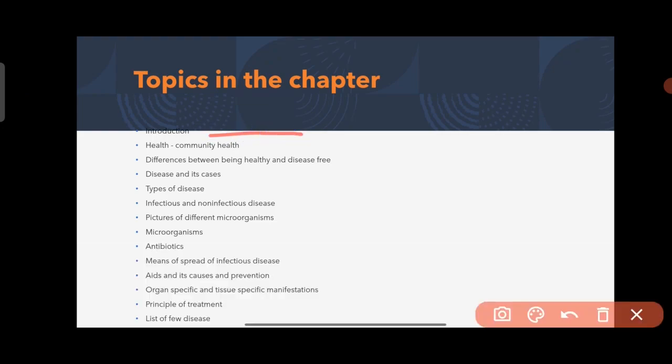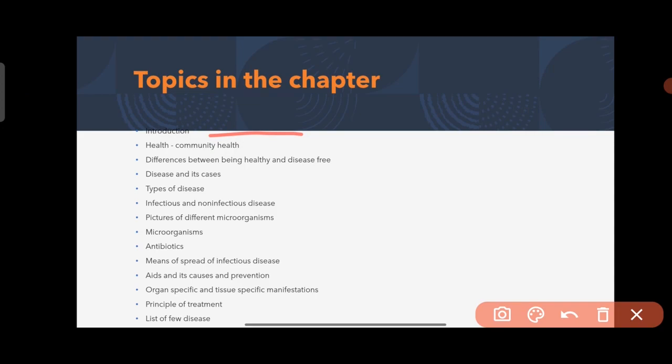First is the introduction area. In this we'll be studying what health is, which factors determine better health, and what we mean by disease. We'll be studying the symptoms and signs of the disease. Various other questions will be covered in this introduction part.